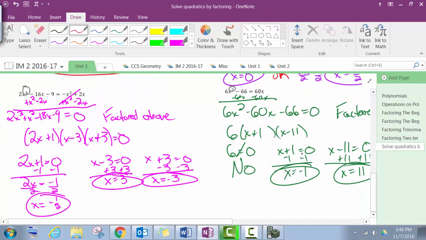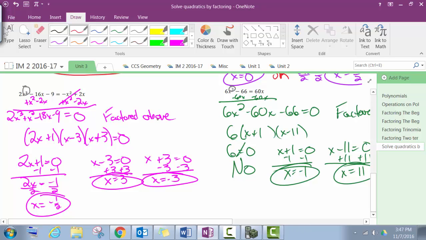We move down. 2x cubed minus 16x minus 9 equals negative x squared plus 2x. Well, we want everything on one side because we want it to equal 0. So we add x squared to both sides and subtract 2x from both sides. I did it all in one step, save some time. So the x squared is by itself, so we kind of just throw it in there. 2x cubed's there. Negative 2x and the negative 16x gives us negative 18x. And we get negative 9, because there's no number here, equals 0.